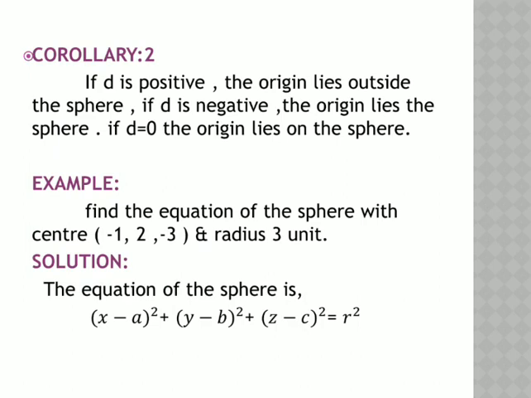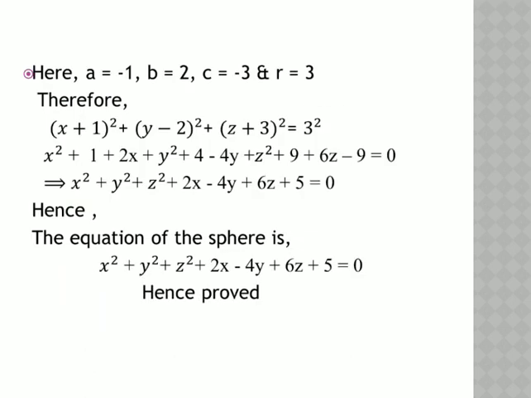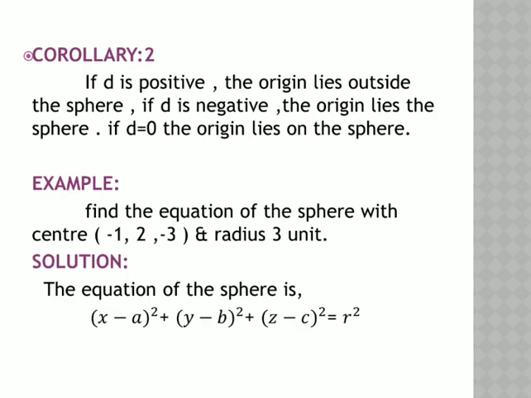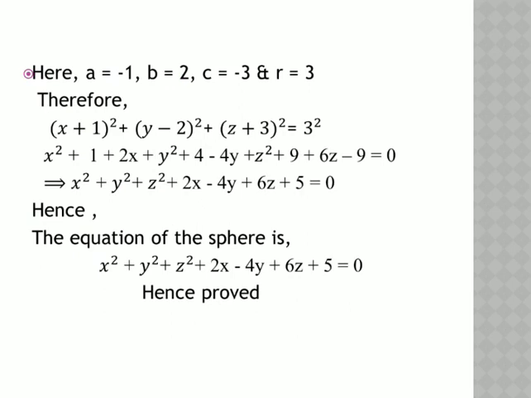Here a is equal to minus 1, b is equal to 2 and c is equal to minus 3, and radius r is equal to 3. Therefore, we substitute the a, b, c and r values in the equation of the sphere. So, we get (x plus 1) whole square plus (y minus 2) whole square plus (z plus 3) whole square is equal to 3 square.